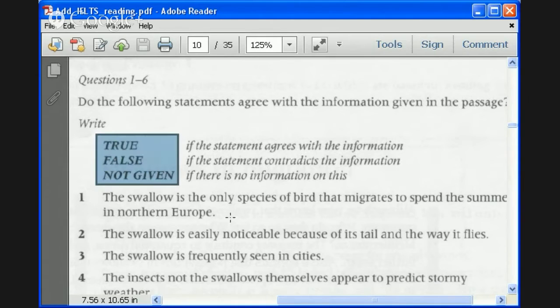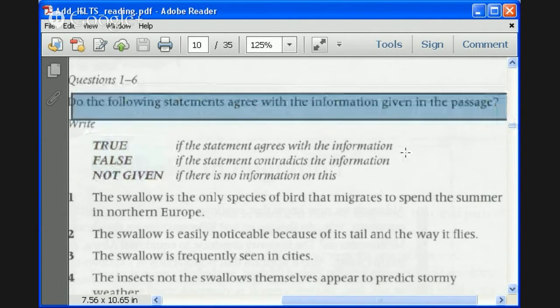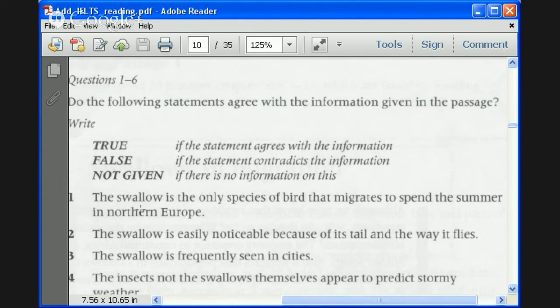Now we're going to try the deadly, tricky, true, false, not given questions. Do the following statements agree with the information in the passage? Please always remember that the information for all these questions is in the passage. Do not rely on any information you may already know. Do not try to infer information. It's got to be right in there. All right, true, false, not given.